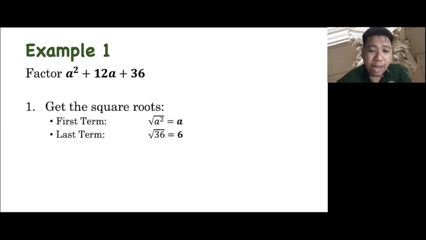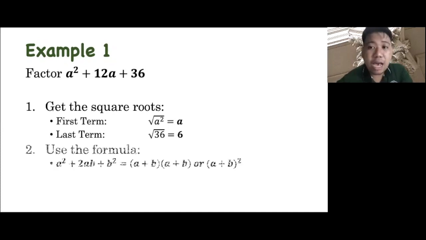So tandaan po natin, ang square root ng first term ay a at ang square root ng last term ay 6. So gamitin natin yung formula given to us earlier. So the formula is a squared plus 2ab plus b squared is equal to the quantity of a plus b times the quantity of a plus b, or the quantity of a plus b squared. So i-substitute lang po natin yung mga nakuha nating values para mag-arrive tayo sa factors na to.